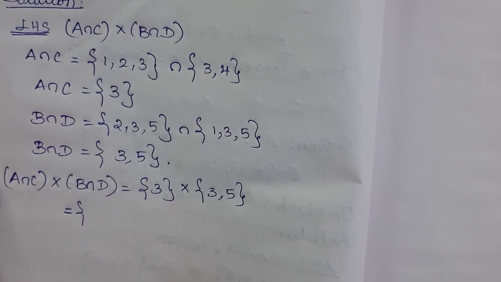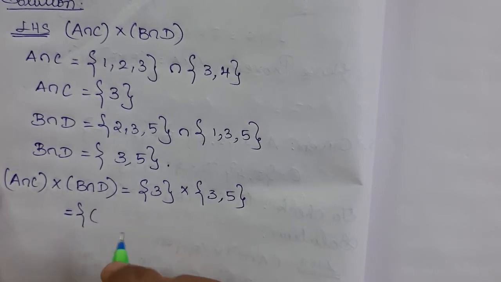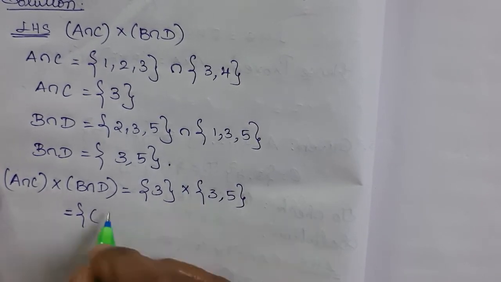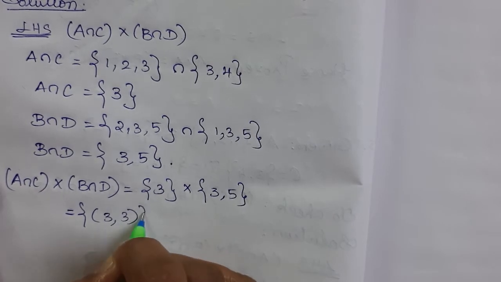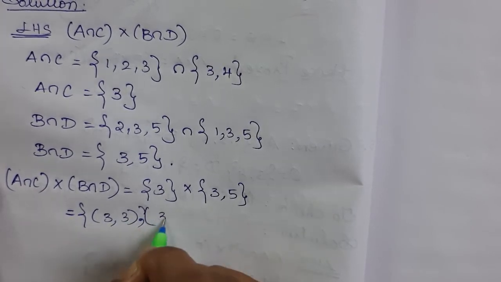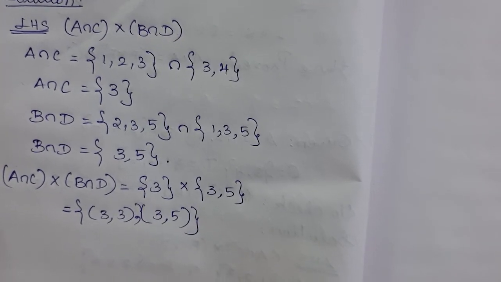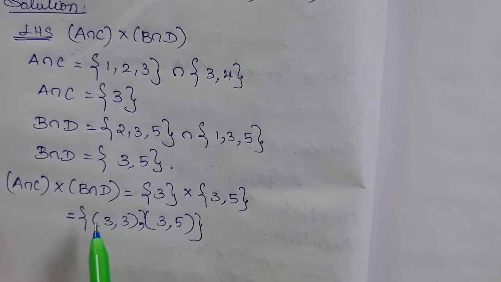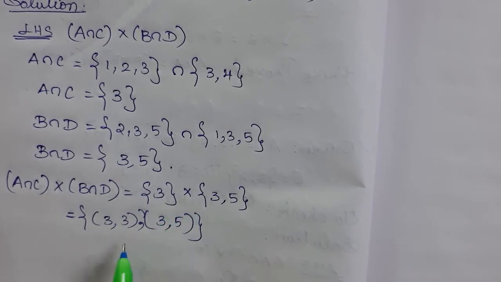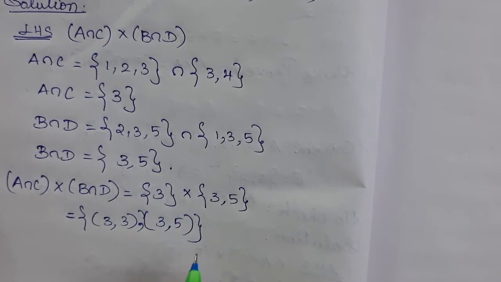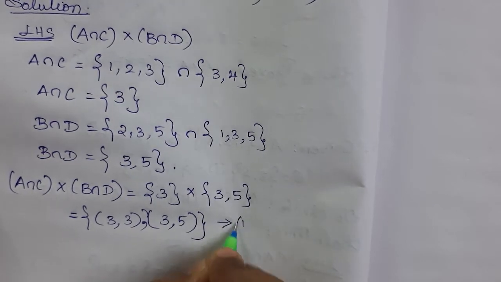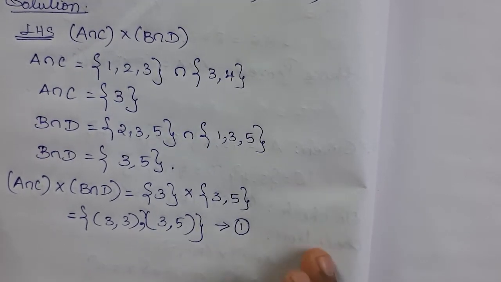cross product is nothing but writing the elements in terms of ordered pairs. So open bracket (3, 3), (3, 5). So the cross product of A intersection C and B intersection D is (3, 3) and (3, 5). So this is your left hand side. Name it to be equation number 1.